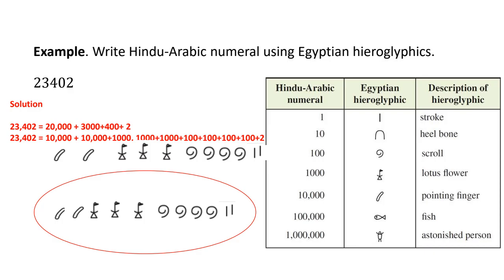Something very interesting about hieroglyphics is that, at least with numbers, I don't know about writing a message, but when the Egyptians were writing numbers, the order did not matter. So you could put the lotus flowers in any place that you want. You could put them on the left, on the right, in the middle. Any of these symbols can be placed anywhere, and you still get the same answer.